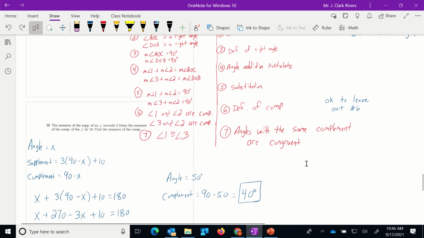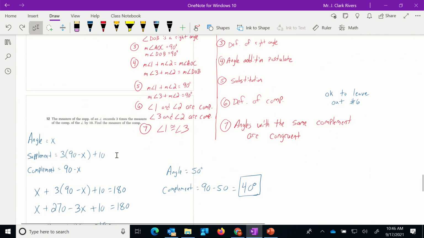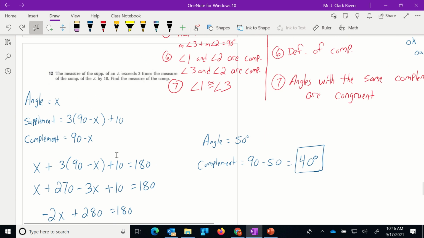Again, I'm going to send this to you in a bit. I'm not going to take the time to go over 12 because it's an older problem, but you get the angle is equal to 50 and the complement is equal to 40, therefore the complement is equal to 40.